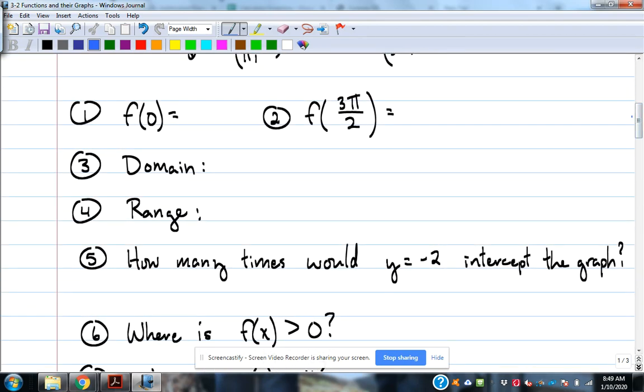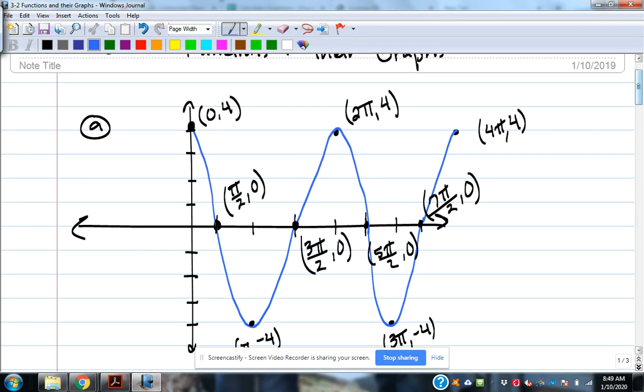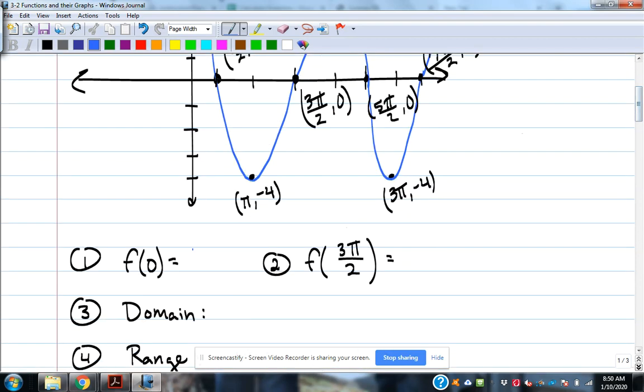So the first thing it asks for number one there is, what is f of 0? So what does that mean in terms of the graph? Wherever x is 0, what is y? Remember, f of x is the notation. So function notation says f of 0. Then where is x 0? At 4 on the y-axis. So the answer to that would be 4. Okay, so it's basically an ordered pair. That's all that is. That function notation is just a fancy way of writing an ordered pair.